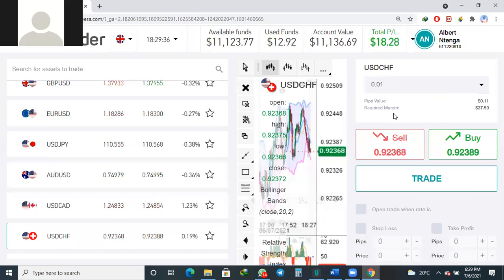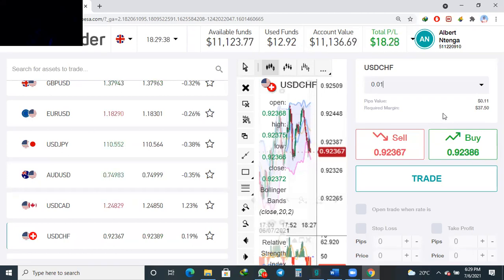$37.5. Yeah, that's the required margin for a 0.01 lot size of the dollar Swiss franc. Now, I can't just send you this trade, because someone can or might be tempted to place it.